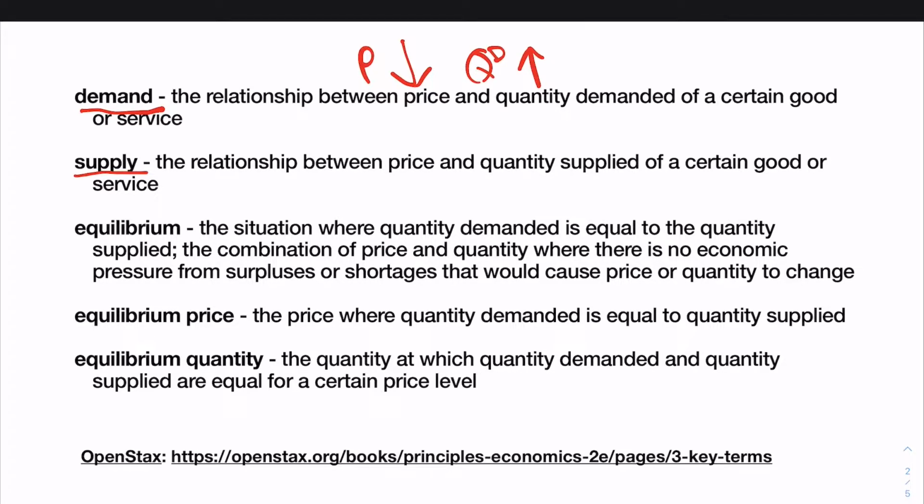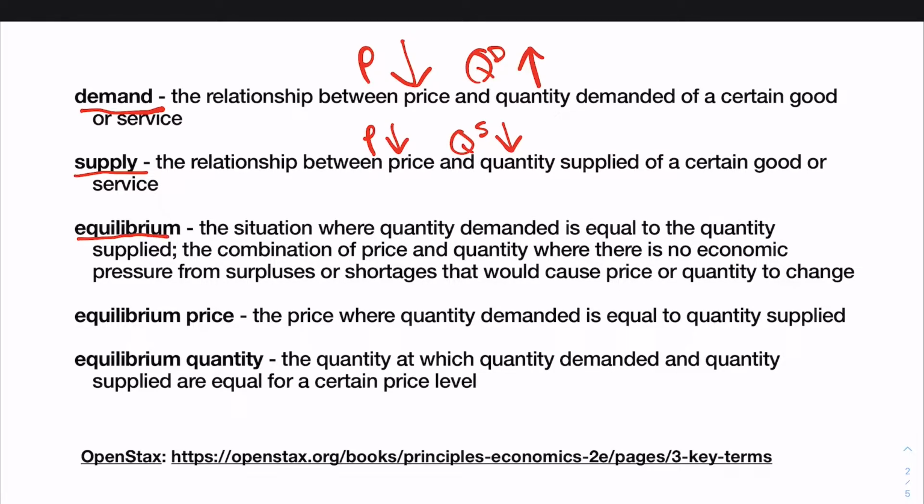Supply deals with price and quantity supplied. This is looking at the producers. If price goes down, then producers will want to supply less of it because they're receiving less money. You see this moving in the same direction, so that's a positive relationship. Demand is looking at the buyers and supply is looking at the sellers.